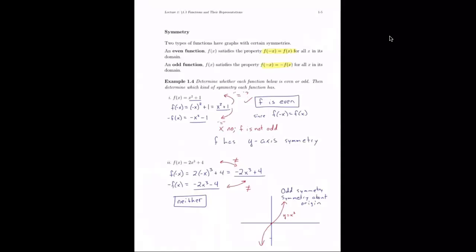Continuing with functions, let's talk about their symmetry. Functions have different symmetries, right? In our case, we'll talk about even functions, odd functions, and there are functions that are neither even nor odd. So an even function satisfies this property: f of negative x is equal to f of x. So if we plug in a negative x, it's the same as plugging in a positive x. Odd functions have this property: f of negative x is equal to negative f of x. Notice there is a difference in those two things.